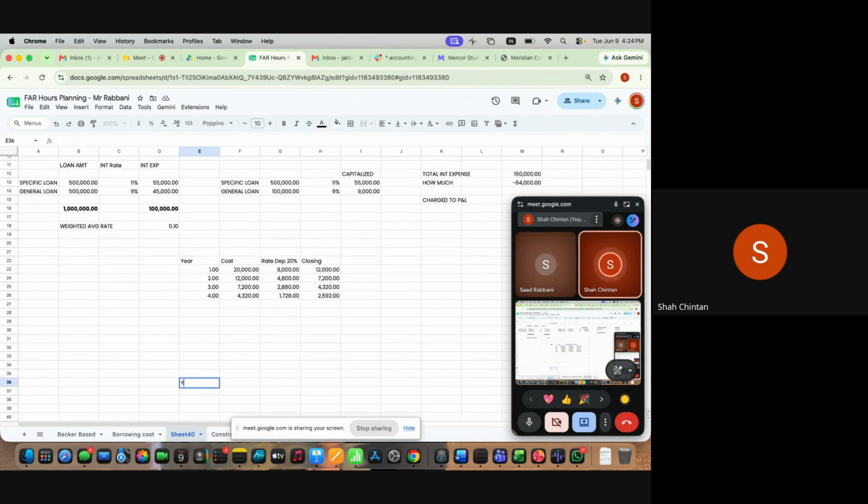So let's prepare the maths here. For year one, what is your base? It's $10,000. What is the rate of depreciation? 10%. So what is your WDV or closing balance? 9,000. So this is a normal declining balance method calculation.